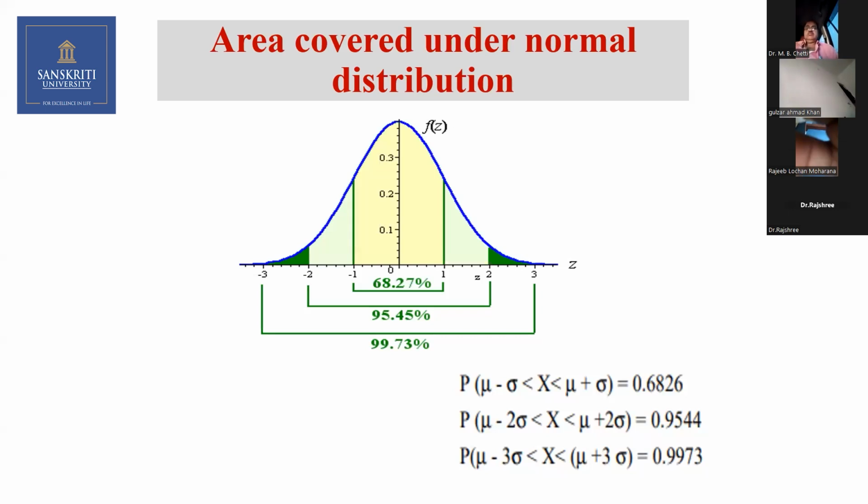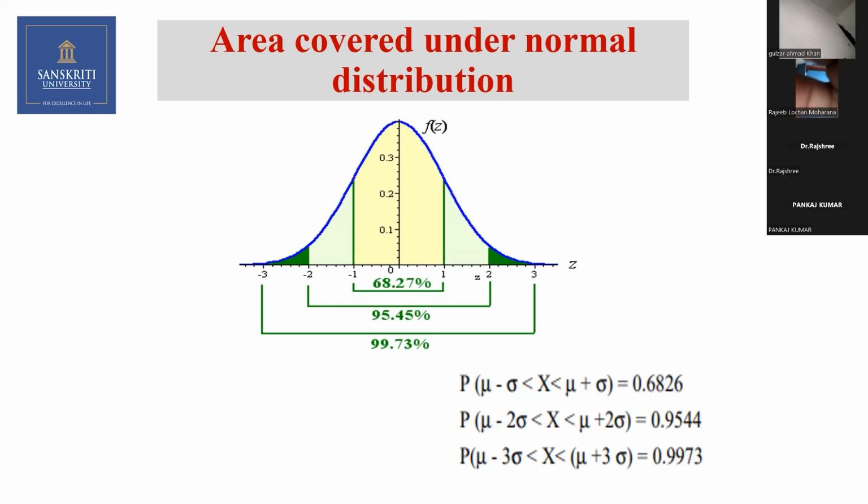And mean plus or minus 2 sigma covers 95.44% of the population. That means 70 minus 2 sigma, that is 2 into 5, so 60, and 70 plus 2 sigma, 80. It covers 95.45%. Or in other words, suppose there are 100 students, 95 students might have got marks between 60 and 80. Then mean plus or minus 3 sigma covers 99.73%, meaning almost all might have got marks between 55 and 85. This is what it means.